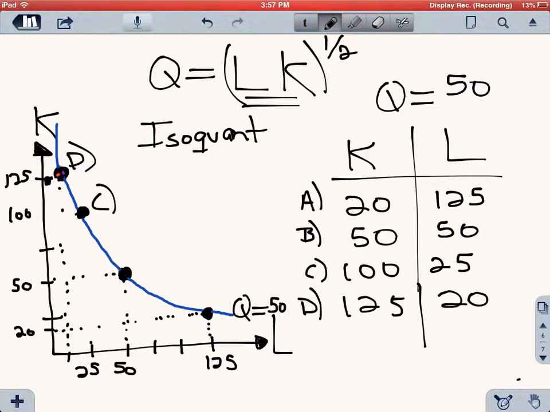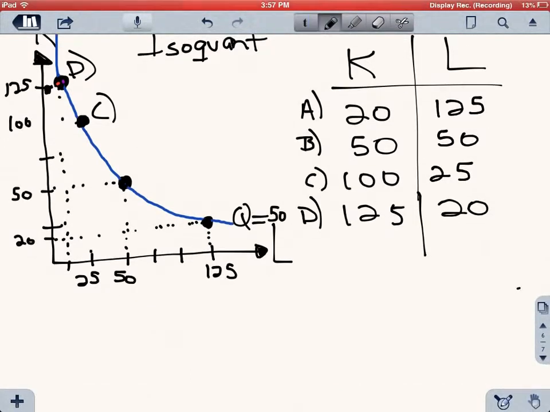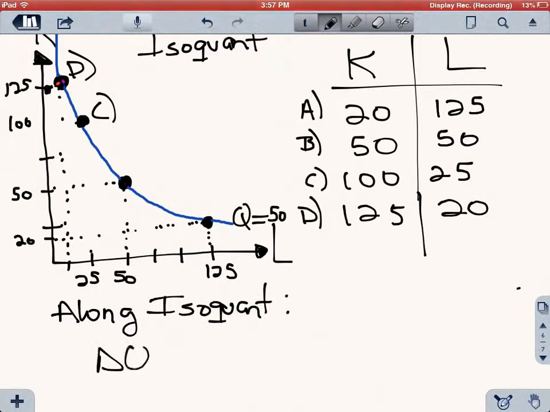Now let's focus a little bit on the slope of the isoquant, which is going to have a really important implication for production. So you know that along the isoquant, what I just told you is that the change in output is going to be the same. So that means that let's say you're moving from A to B, right? So let's say you're moving from this point to this point. So you're going to gain some capital and you're going to lose some labor, right?